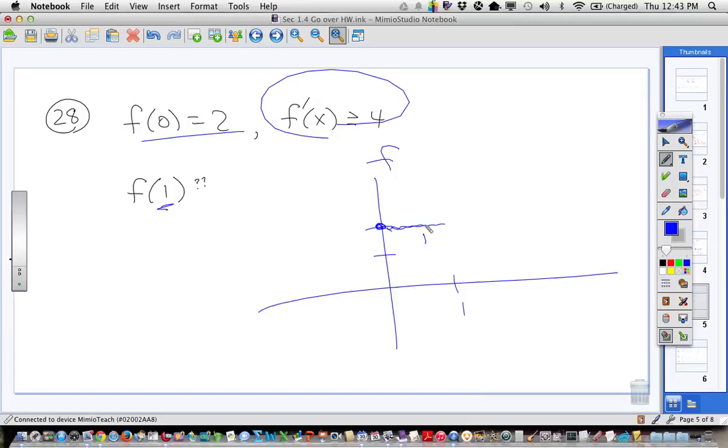If I go over 1, I have to go at least 4 up. Well, if I go 4 up from here, that puts me at 6. It has to go at least that high. It could go higher. So f of 1 has to be greater than or equal to 6. That's what they were wanting you to say.